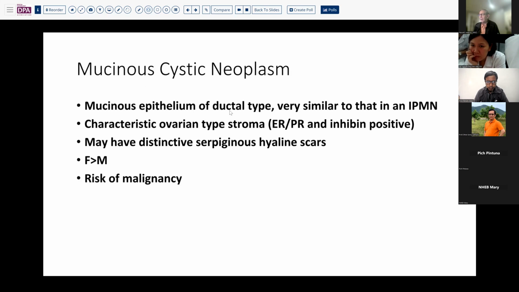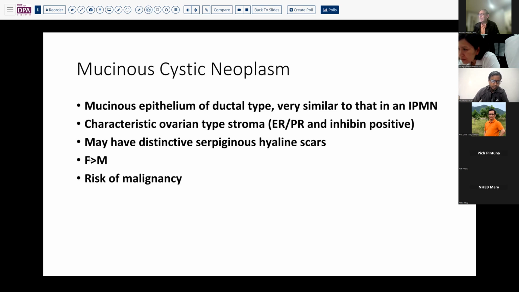The epithelium is very similar to what we saw in the IPMN. It doesn't tend to have the papillarity and so forth that we see there. And additionally, it has a very characteristic ovarian type stroma. So this is a lesion that if you don't know where you are, you might think you're in the ovary. Additionally, it has these serpiginous scars that look a little bit like a corpora albicantia.